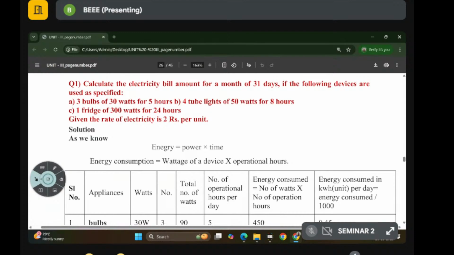Calculate the electricity bill amount for a month of 31 days. Whether it is given as 1 month, if we say 30 days you calculate 30, but it is given 31 days, so calculate for 31 days. If the following devices are used as specified: 3 bulbs of 30 watts for 5 hours, 4 tube lights of 50 watts for 8 hours, 1 fridge of 300 watts for 24 hours. Given the rate of electricity is 2 rupees per unit.